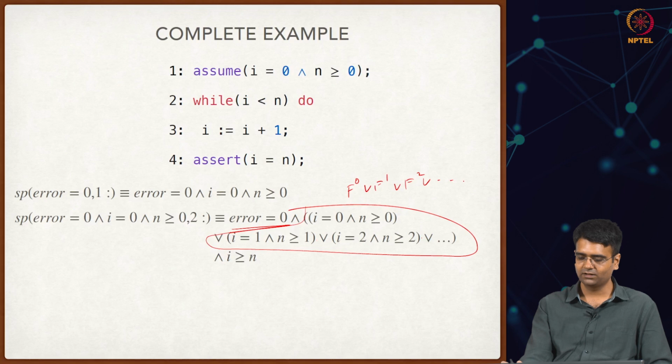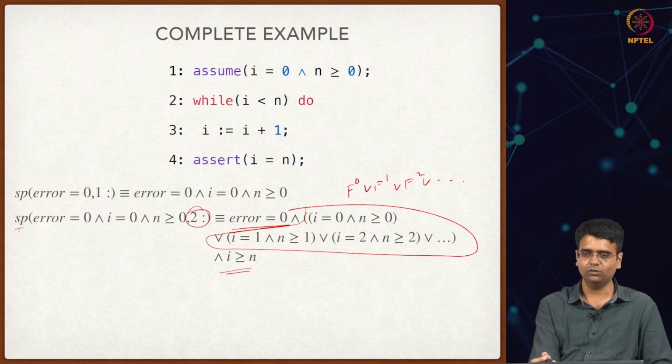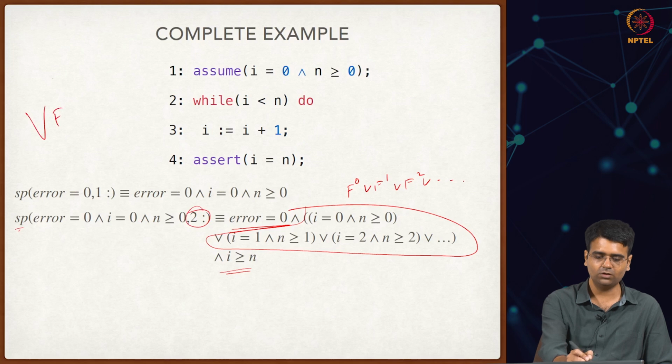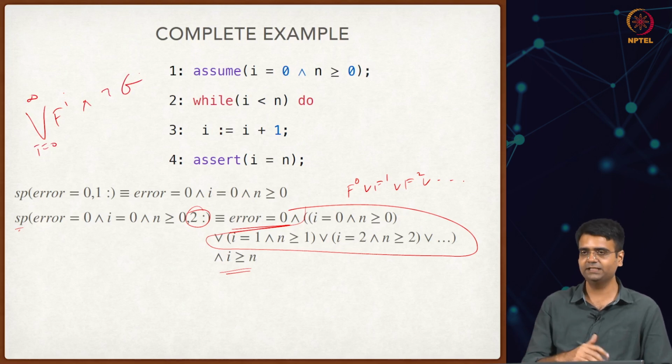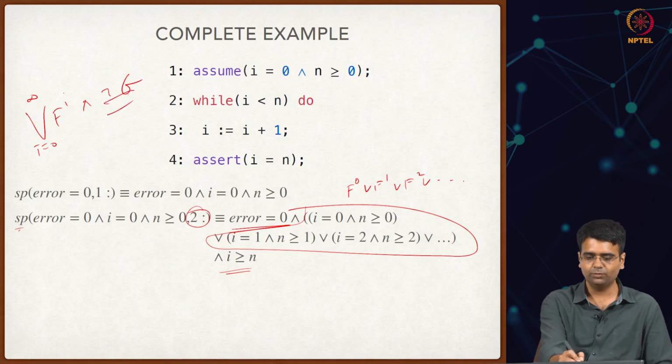Okay. And finally I have this not g, right. So this is the strongest post condition for the entire while loop, right. So the strongest post condition for the entire while loop was this OR of f i's, i equal to 0 to infinity, and not g. These are all the states which will exit out of the while loop, right. So where the loop condition will not be satisfied, so i will be greater than or equal to n.